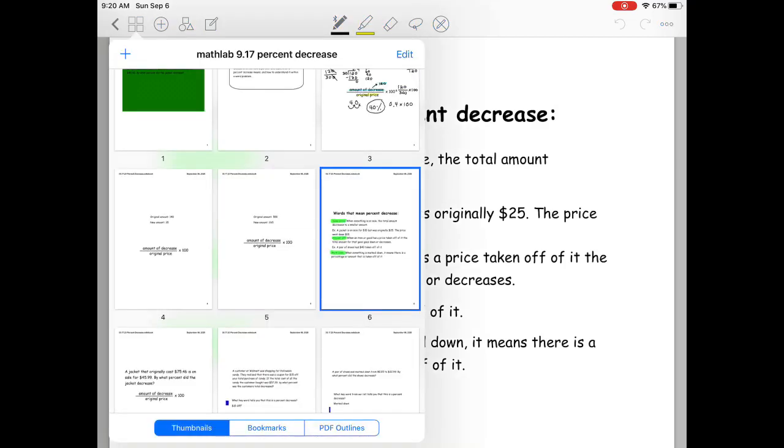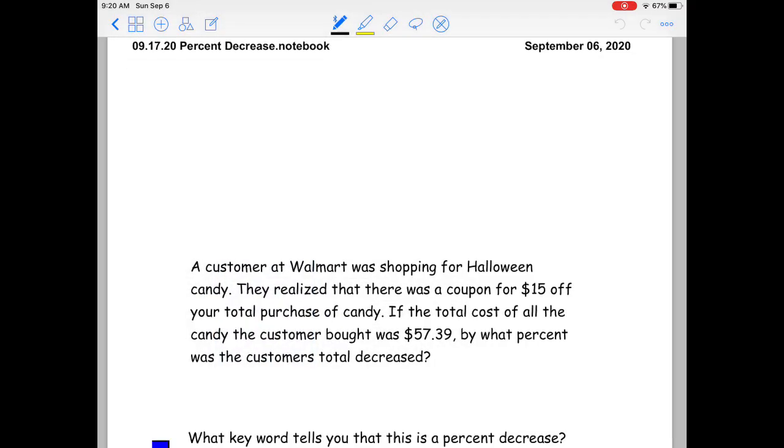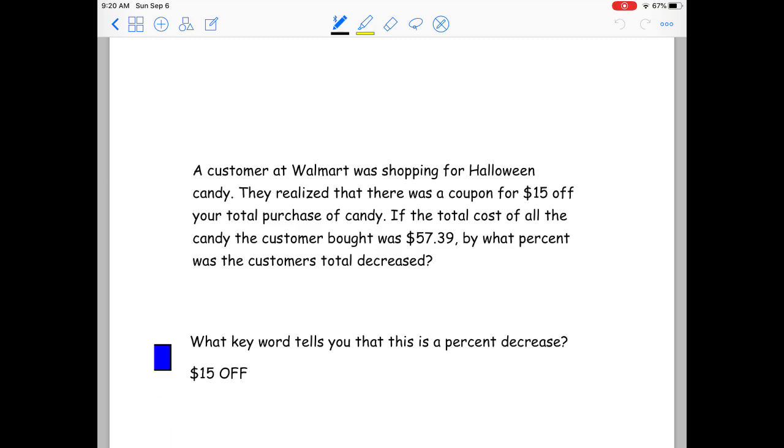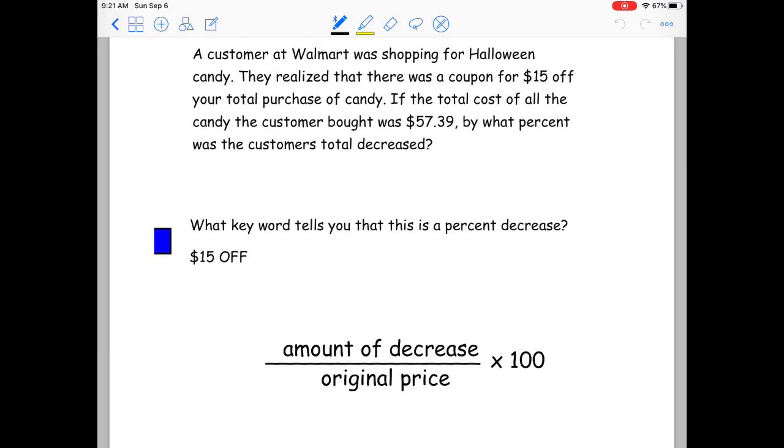So let's look at a word problem and then decide what the word is that we're looking for. It says a customer at Walmart was shopping for Halloween candy. They realized that there was a coupon for $15 off your total purchase of candy. If the total cost of all the candy the customer bought was $57.39, by what percent was the customer's total decreased?